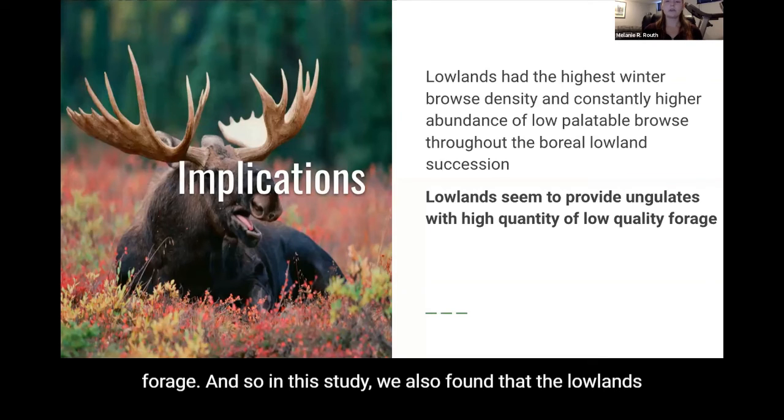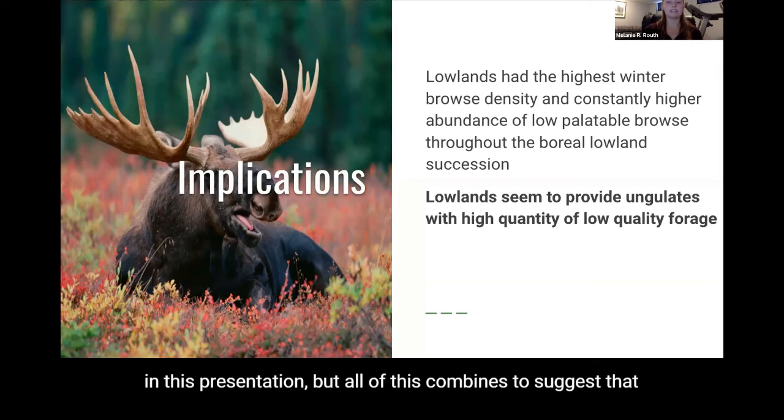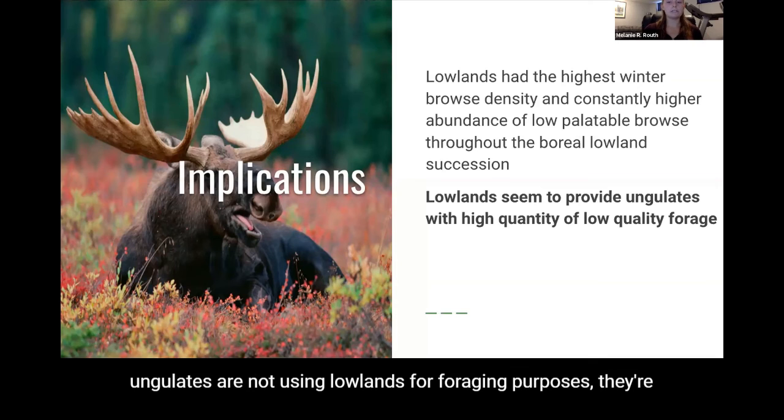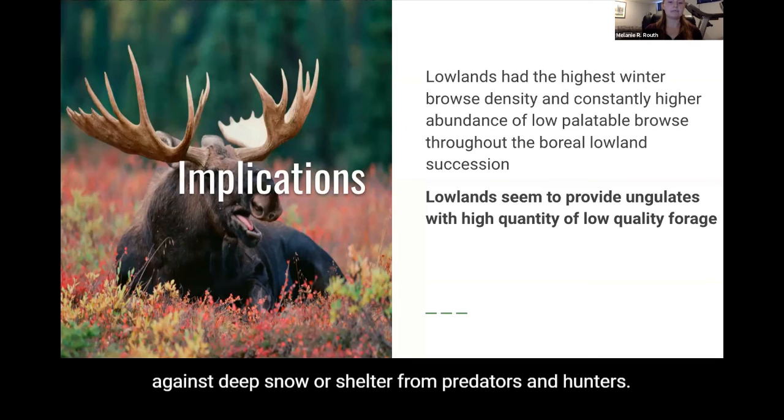And in the study, we also found that lowlands had very insignificant browsing evidence, which I'm not talking about in this presentation. But all of this combined suggests that ungulates are not using lowlands for foraging purposes. They're using them for other things such as thermoregulation, protection against deep snow, or shelter from predators and hunters.